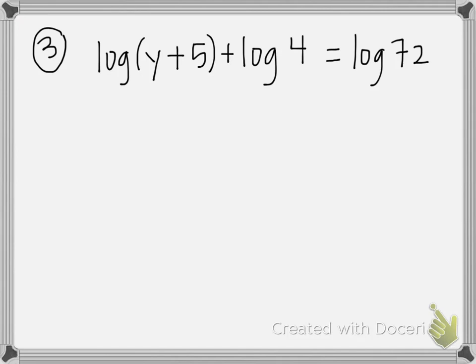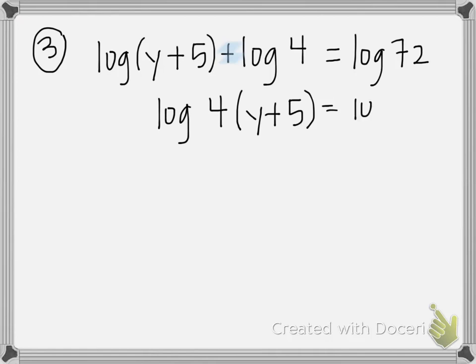Okay, so do I have a single log on the left and a single log on the right? No. So the first thing I need to do before I do anything is combine. And I have a plus sign inside in between those two logs. So plus sign means to multiply. So this is going to be log 4 times y plus 5. It's multiplication, right? Is equal to log, so we're using our properties to get one log. So now I've condensed it, and I have a log on the left, and I have a log on the right. So I'm going to be able to set what's inside there equal to each other.